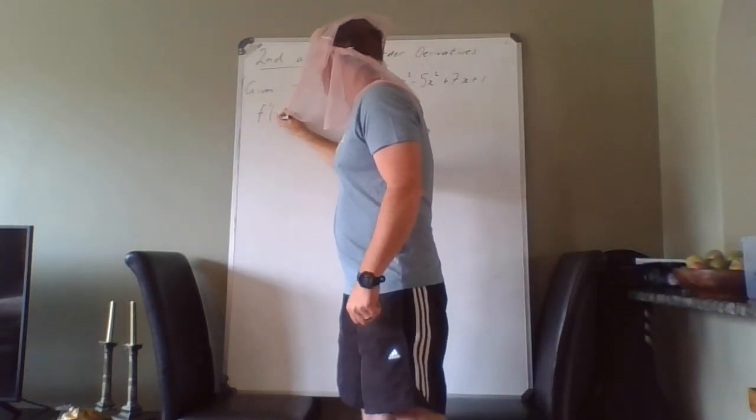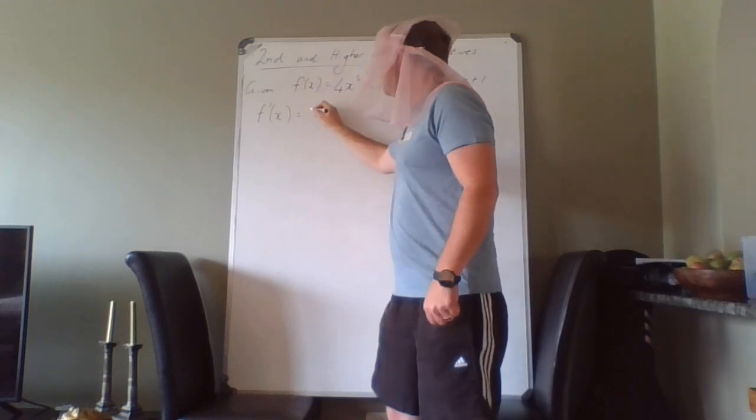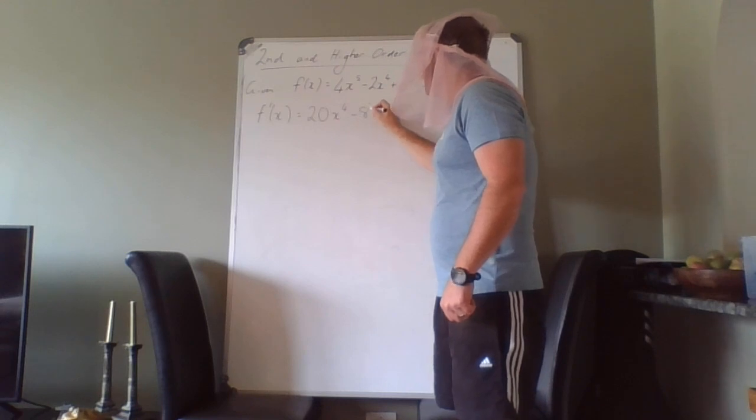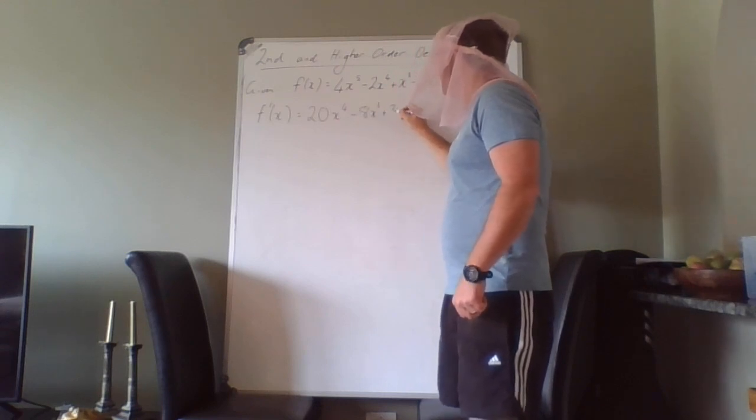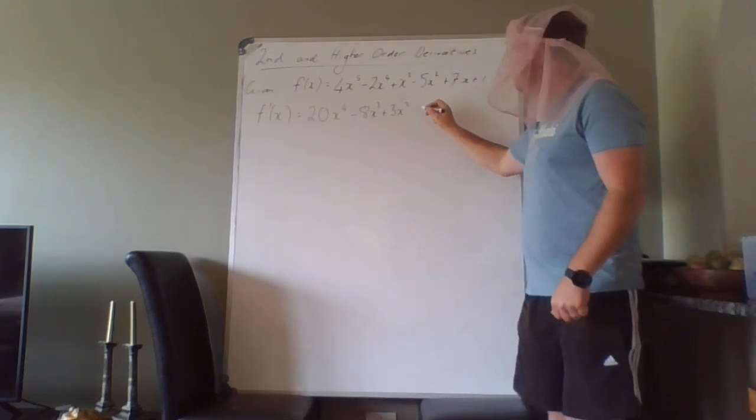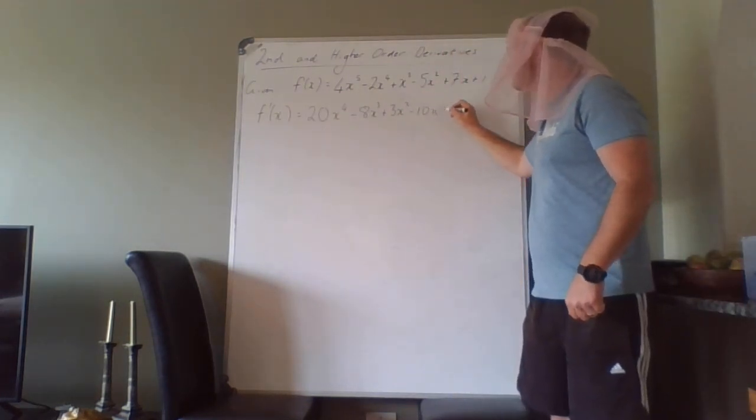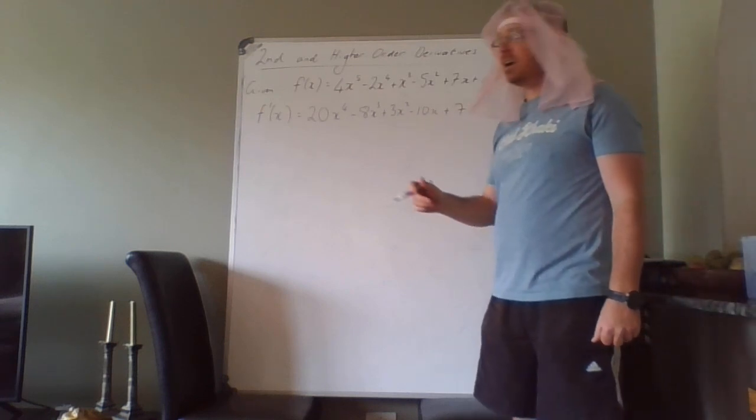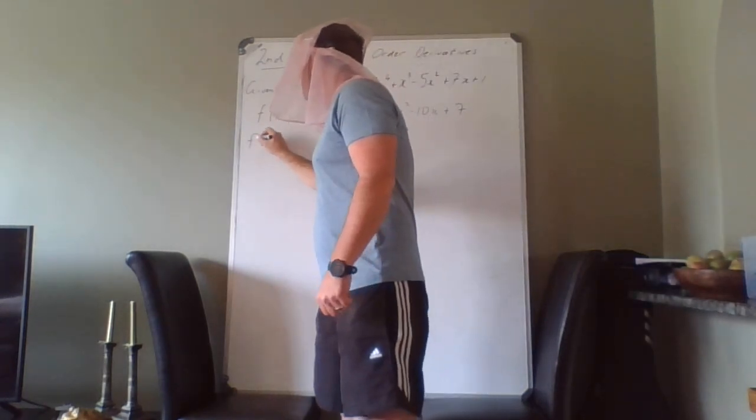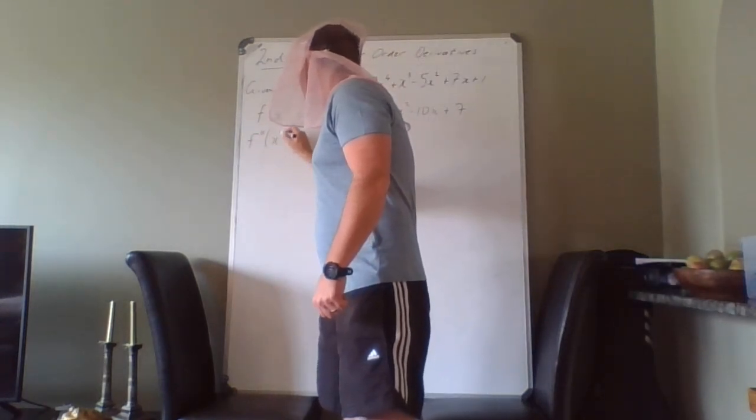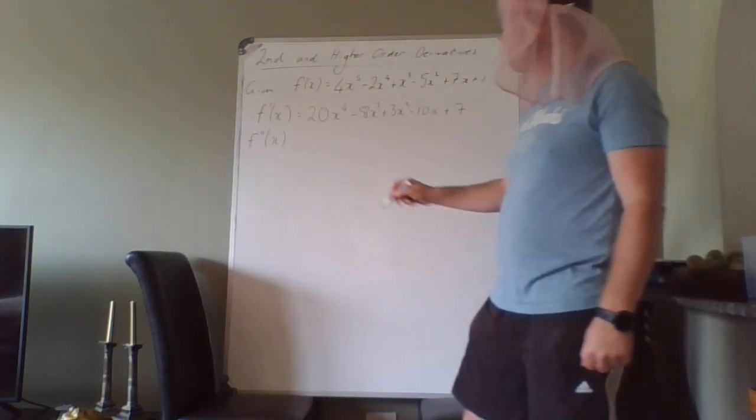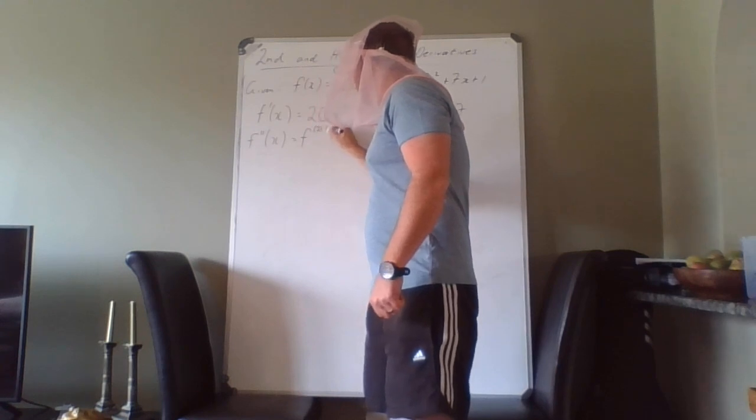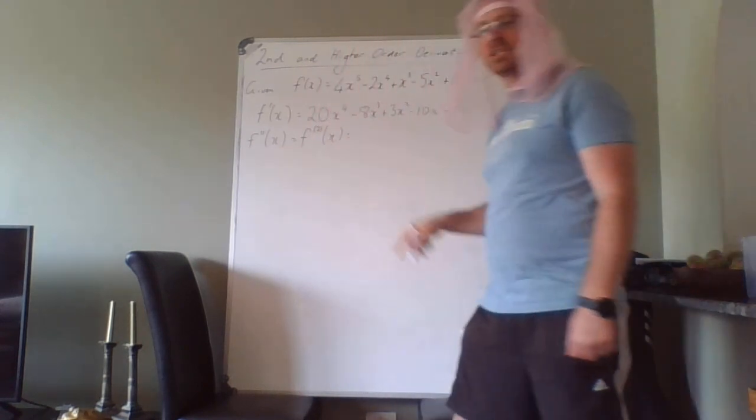Okay, so f dash x is going to be equal to 20x to the 4 minus 8x cubed plus 3x squared minus 10x plus 7. So that's what we call the first derivative of f of x. If we now go and find the second derivative, the notation we use, we can either write f double dash of x, or we can write f in brackets 2. That means the second derivative of f of x.